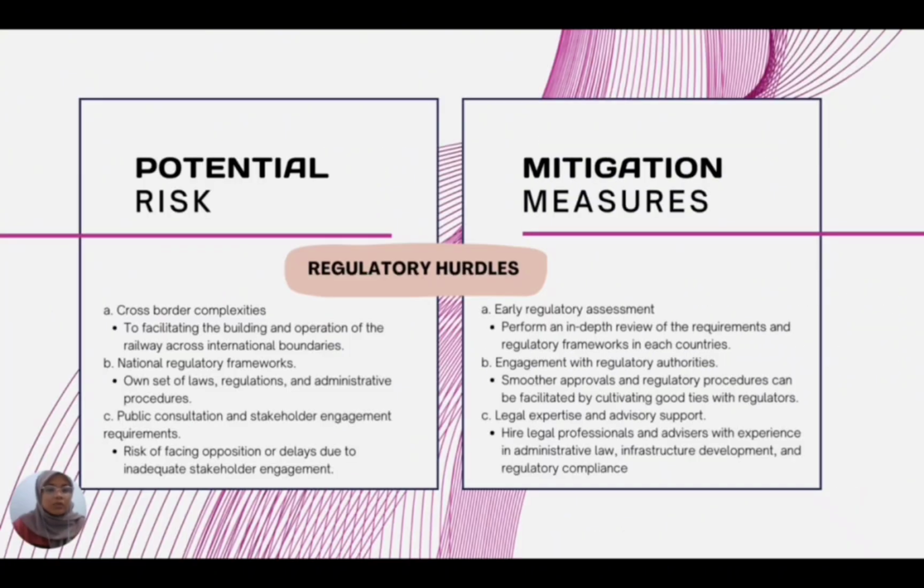For the first category, which is the regulatory hurdles, the identified potential risk is cross-border complexities. Obtaining agreement amongst Malaysia, Indonesia, and Brunei would be a major regulatory obstacle to facilitate the building and operation of the railway across international boundaries.